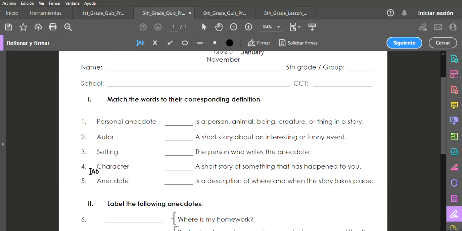Here we have these that are the parts of the anecdote.